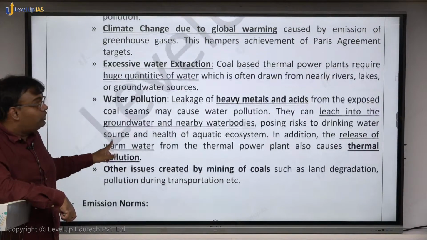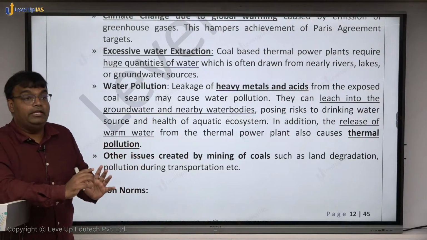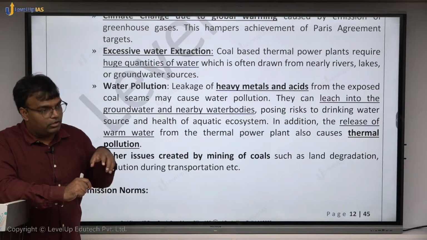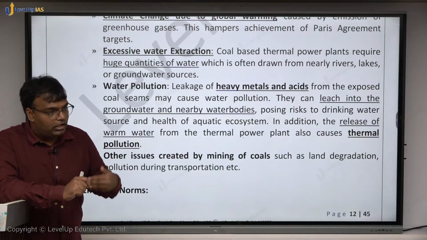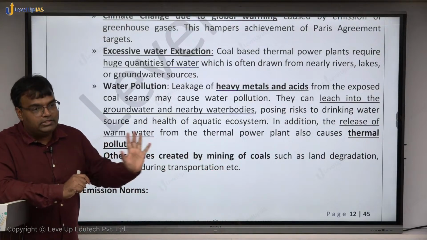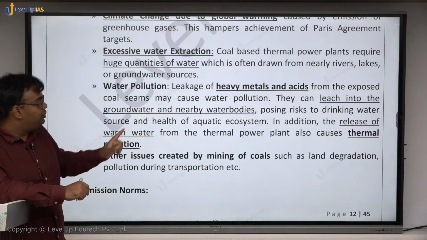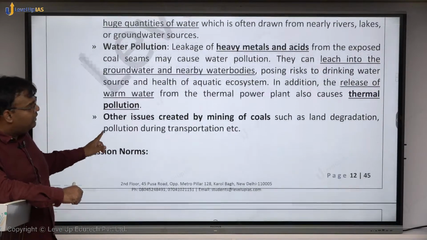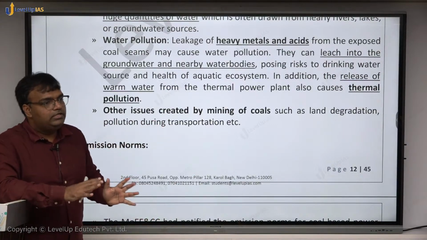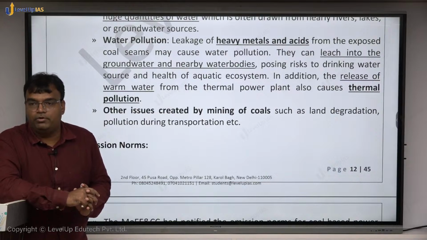Then water pollution. A lot of it is because of coal mining. At the time of coal mining, coal pits etc., water seeps into the ground, goes into the groundwater. A lot of water flows through those coal mines and eventually goes into the river and carries with it a lot of heavy metals, creating heavy metal pollution also. And finally, there are other issues like land degradation, pollution during transportation. These are certain other environmental impacts that coal-based thermal power plants cause.